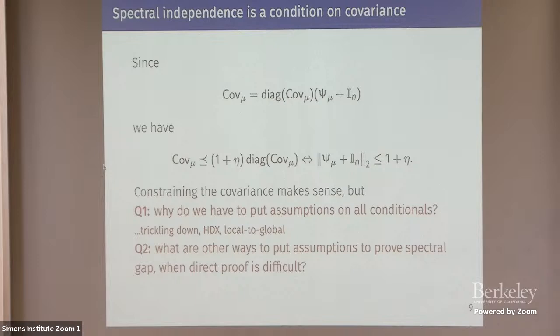People might say it's the idea of trickling down, and the idea is clearly inspired by the high-dimensional expander literature. It's one of those local-to-global proof techniques we have seen. And the second question we want to ask is: what are other, more principled ways that you can put assumptions on your target distribution so that it makes it easy to prove a spectral gap?